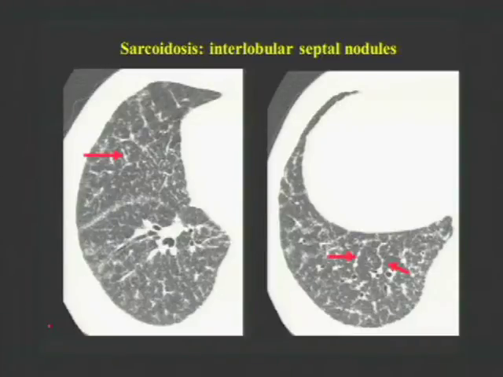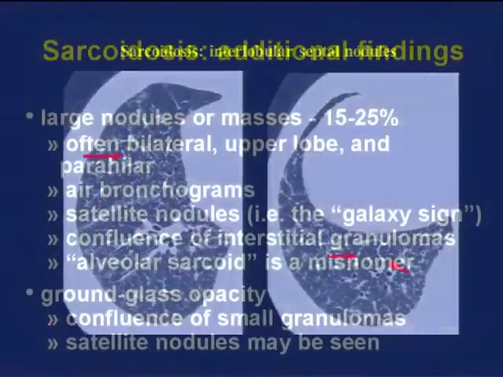These are scans in the lung base in a patient who has sarcoid, and you can see some interlobular septa that show nodular thickening. It's part of a perilymphatic pattern, but not particularly common in this disease.